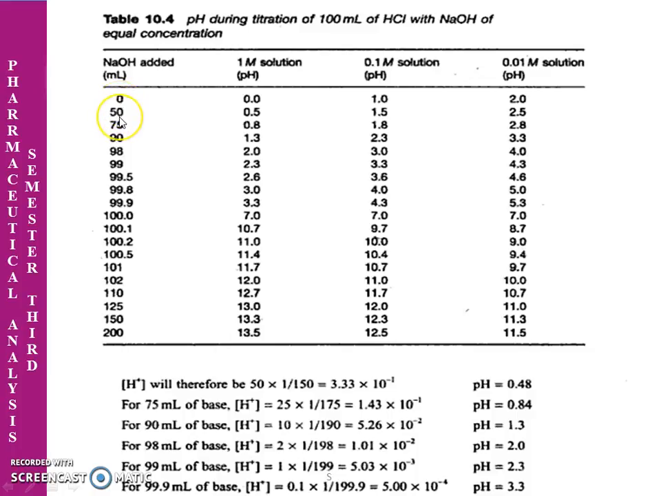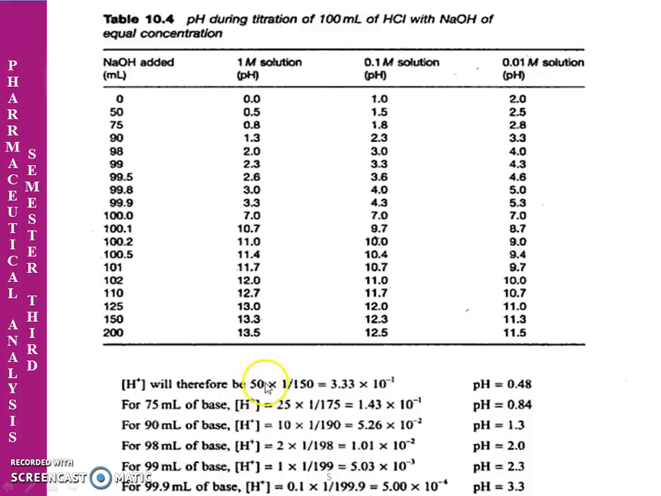During the course of titration, when 50 ml of sodium hydroxide solution was added, the pH encountered for a 1 molar solution was 0.5. Now, how have we calculated this 0.5 pH? Here you can see the concentration of hydrogen ion will be 50 into 1 by 150.